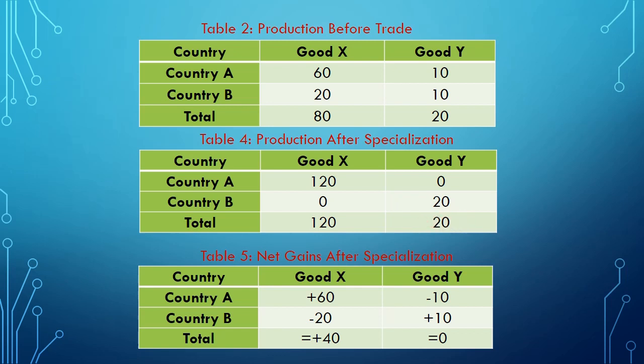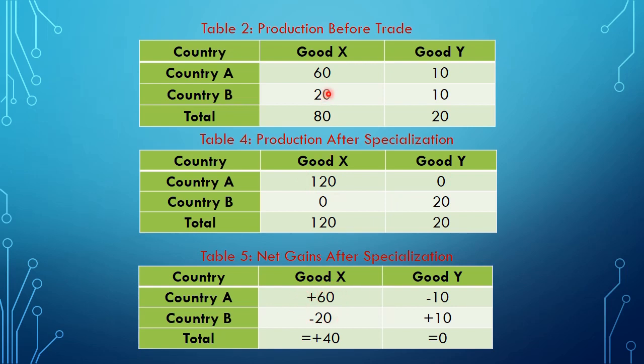If you want to get net gains after specialization, you can see that the units of good X will increase from 60 to 120. For country A, before trade or before specialization, it produced 10 units of good Y. Now it will not produce anything. So it is going to be negative 10 here, because it decreases from 10 to 0. And this one will increase from 60 to 120, so it will increase by 60.